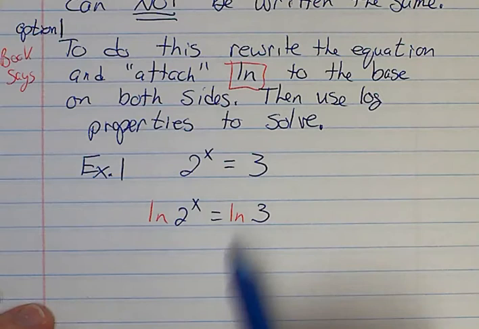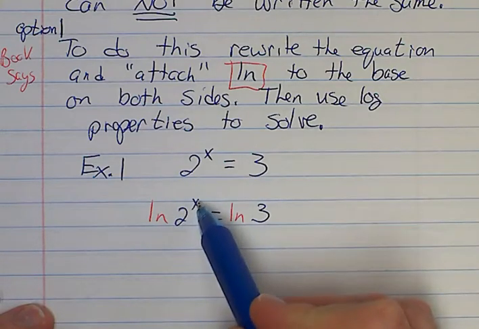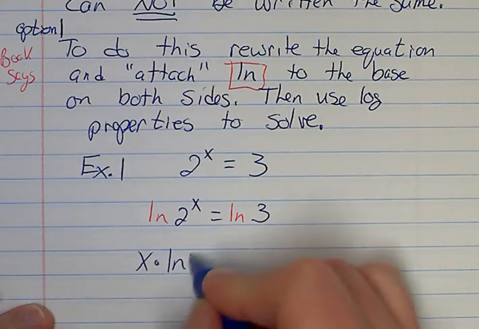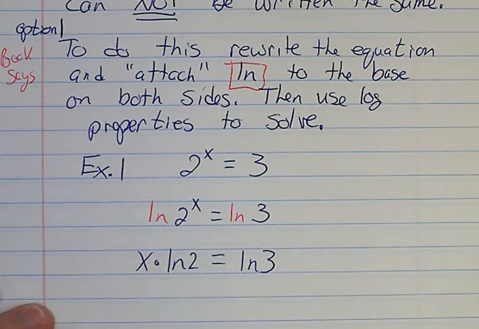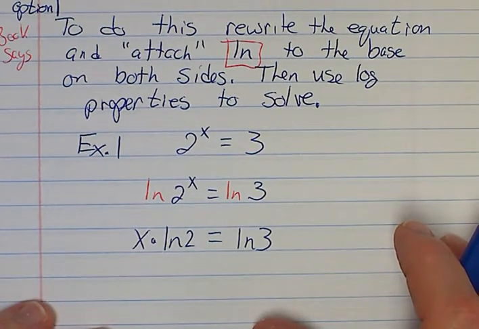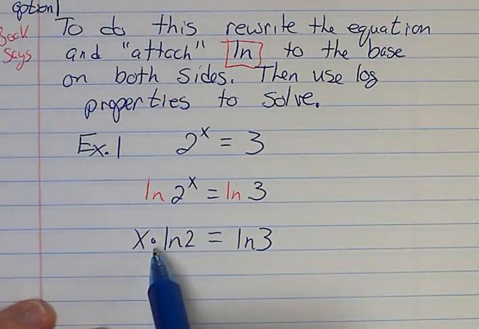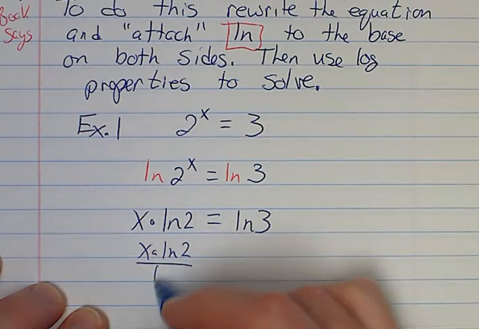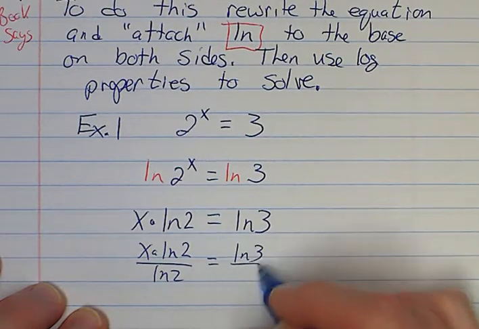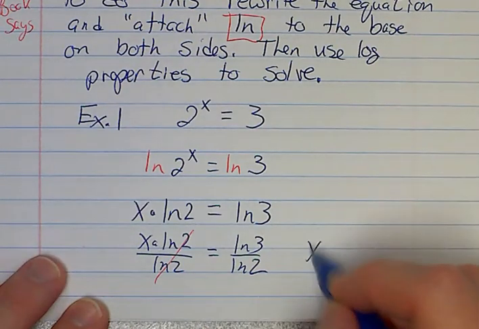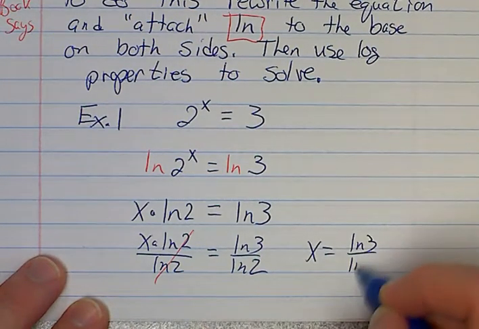Alright, to use your log properties, now you've got this x that's in the exponent, you're going to pull that down in front of the ln of 2. So you make it x times the ln of 2 equals ln of 3. And to get rid of multiplication, you've got to divide. So that when you divide, those two things knock each other out. You're left with x equals the ln of 3 over the ln of 2.